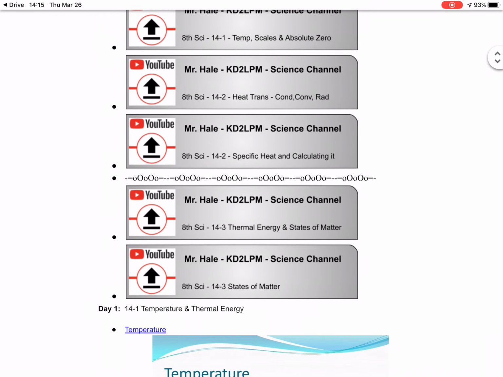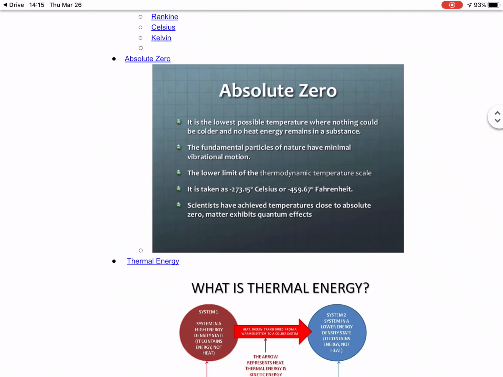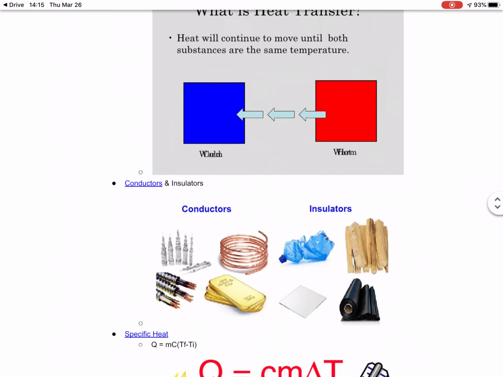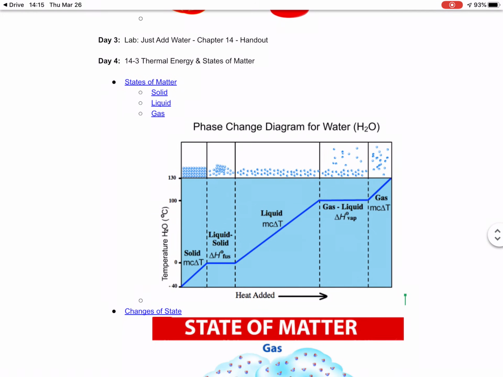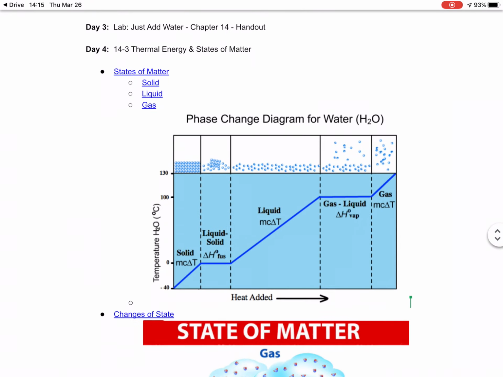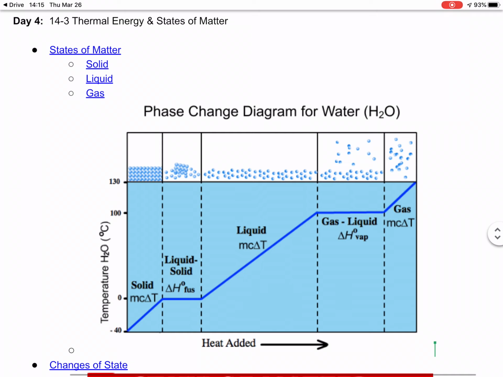Today we're going to focus a little bit more on thermal energy and heat. We're really going to be talking about how thermal energy works with the states of matter. We've already talked about some of these topics. We're going to scroll through specific heat, but now we want to focus on this one: thermal energy and the states of matter.